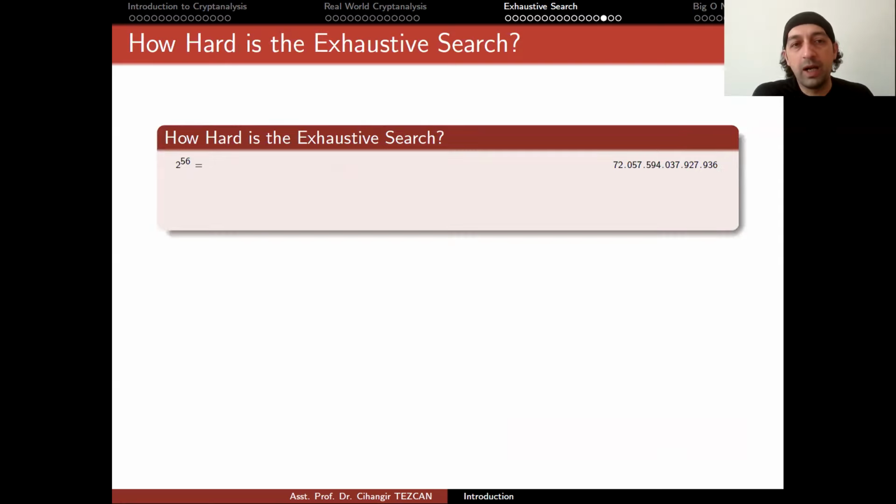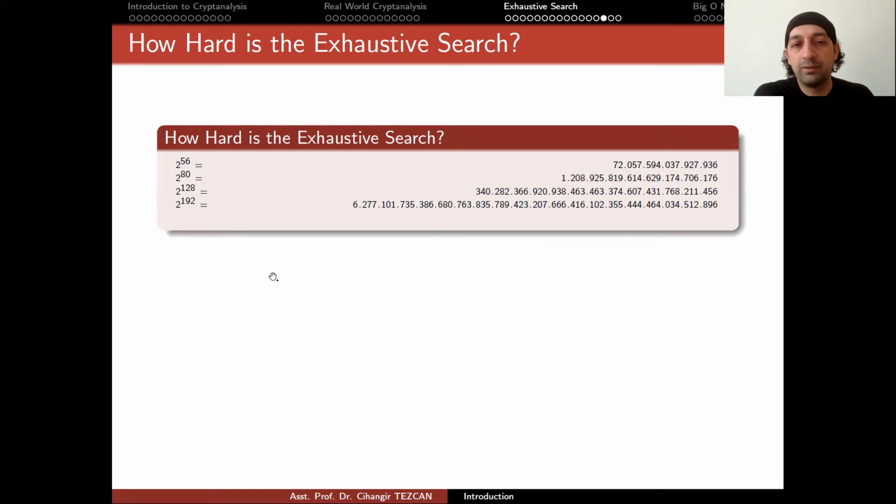Now the question is, how hard is the exhaustive search? We said that DES has a 56-bit key, so an exhaustive search attack requires 2 to the 56 encryptions, which is this number. If you move on to PRESENT with the 80-bit key version, this is the number of possible keys, so your key space will be as large as this. If you move on to AES, or PRESENT with a 128-bit key, this is your key space. For 192 bits it is this, and for 256 bits it is this. As you can see, it increases exponentially.